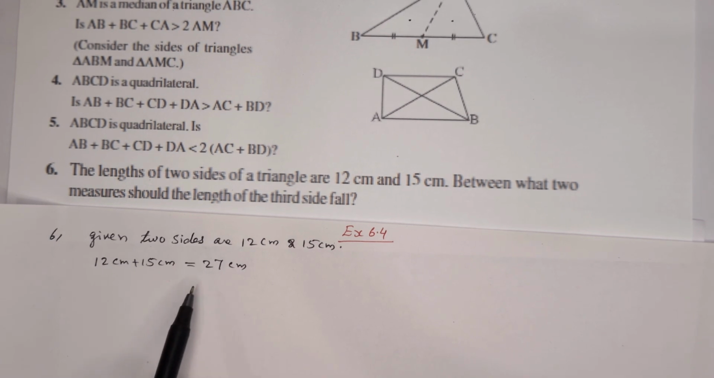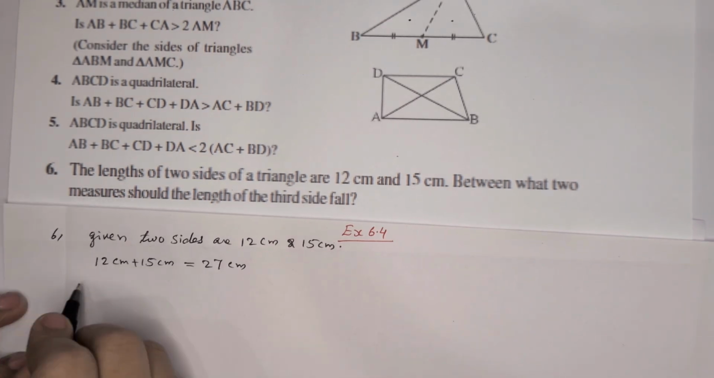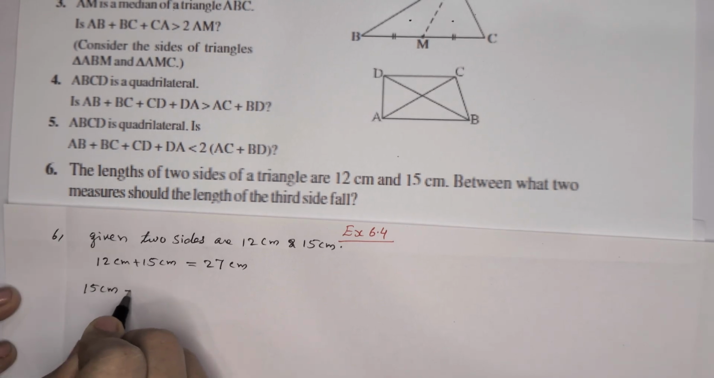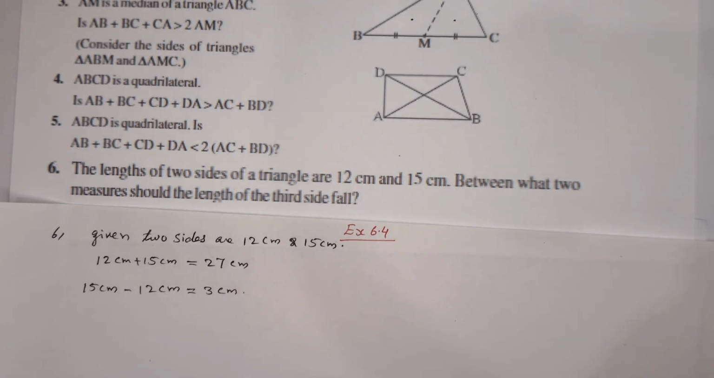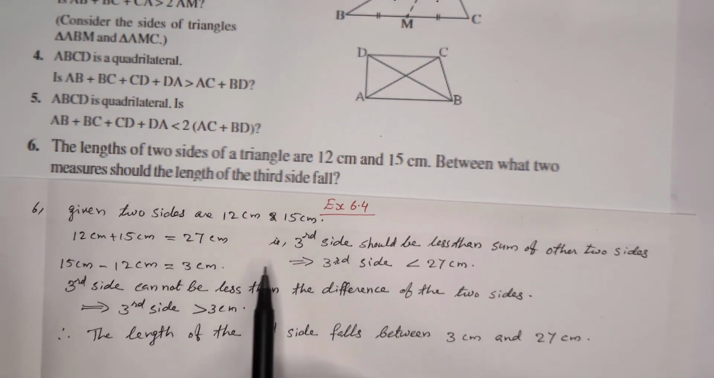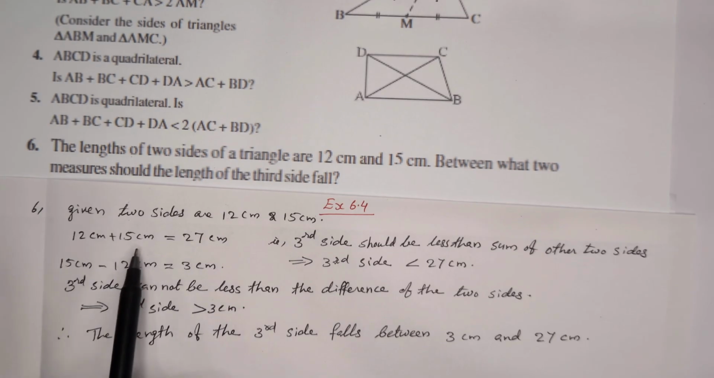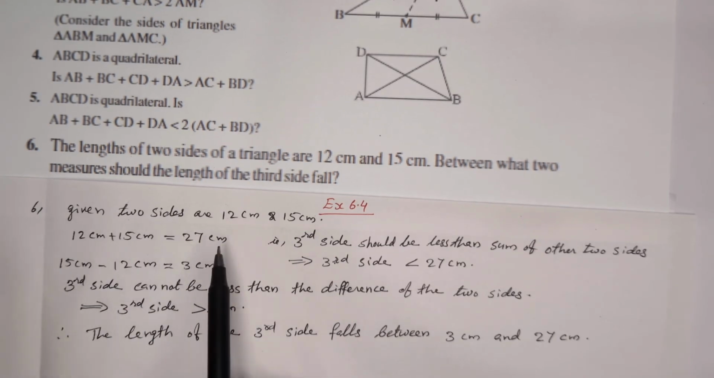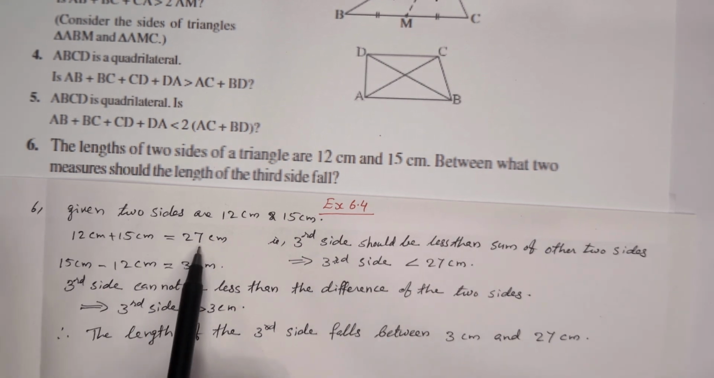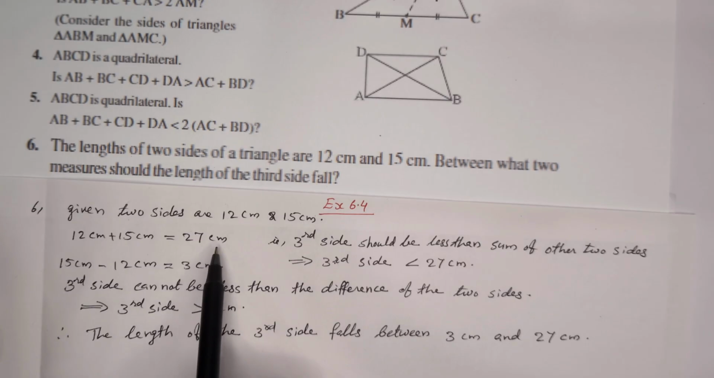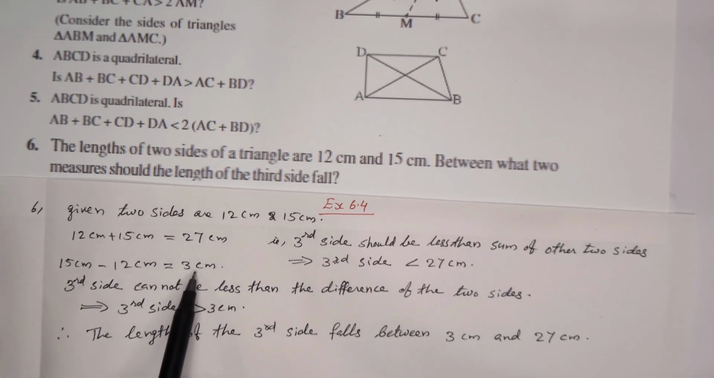At the same time, the third side cannot be less than the difference of the two sides. So now here we got the sum of two sides as 27 centimeter, and the difference of these two sides, 15 centimeter minus 12 centimeter, is equal to 3 centimeter. The sum of two sides is always greater than the third side. That means the third side should be less than the sum of the other two sides. Here the sum we got as 27, so the third side should be less than 27 centimeter.